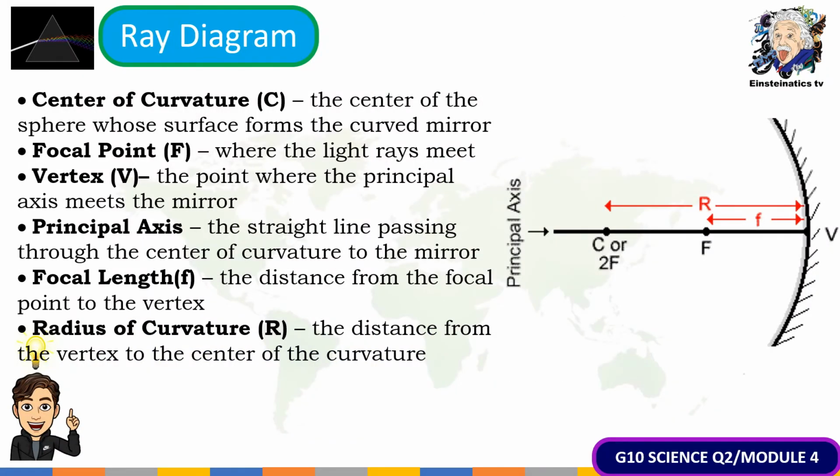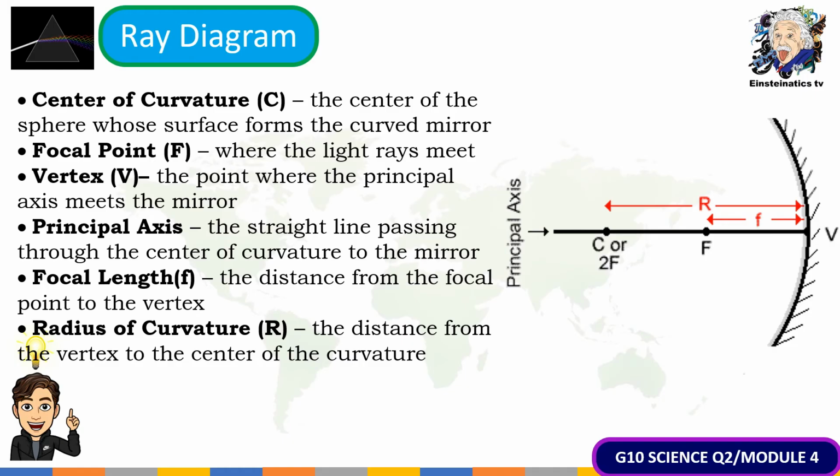This time, let us explore the concepts of ray diagram. Now, using ray diagram, we can determine the qualitative characteristics of images. In order for us to fully understand ray diagramming, it is a must that we should first identify and define the following important concepts. Yung una is yung tinatawag na center of curvature o yung letter C. Ito yung pinakagitna ng mirror. Okay, the second one is the focal point, which is symbol F. This is where the light rays meet.